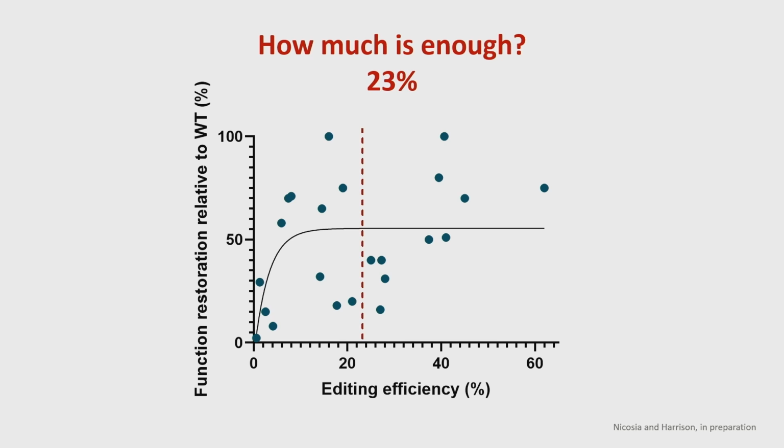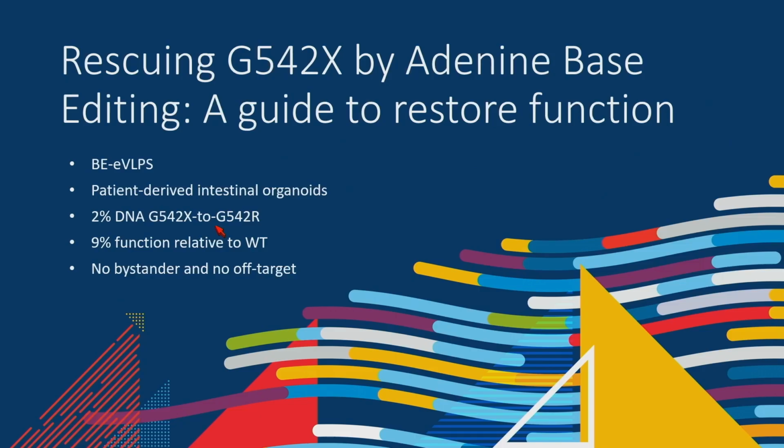About 23% of DNA editing might be enough to restore wild type or near wild type levels of function. Now, we're not quite there yet. We have a tenth of that, but we have seen how the EVLPs can successfully deliver the editor to patient-derived intestinal organoids. We've seen how as little as 2% of editing to G542R can restore 9% of function relative to wild type with no bystander and no off-target editing.